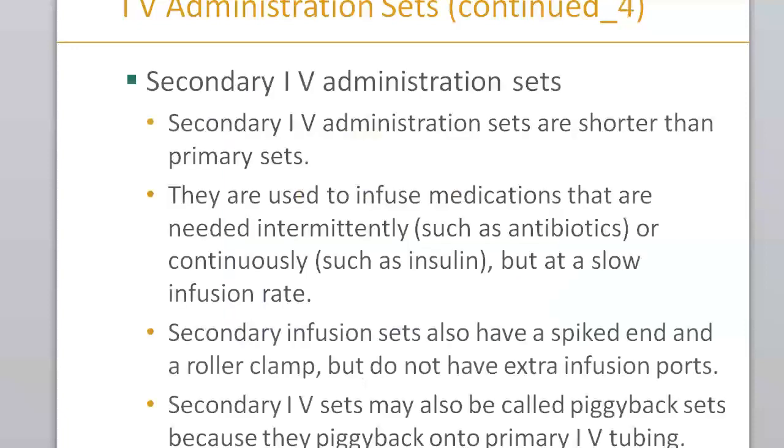And then this is what your secondary IV administration sets are. They're shorter than primary sets, and they're used to infuse medications that are needed intermittently, such as antibiotics, or continuously, such as insulin, but at a much slower infusion rate. Secondary infusion sets also have spiked ends and a roller clamp, but do not have extra infusion ports. Secondary IV sets may also be called piggyback sets because they piggyback onto the primary IV tubing.